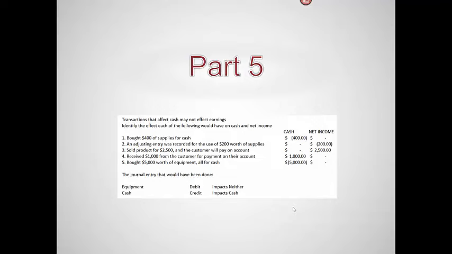For number 5, we bought $5,000 worth of equipment, all for cash. Cash and equipment are the two accounts that we would use in this journal entry. The only thing we're affecting here is cash, because otherwise neither one of these accounts would go on the income statement. And since we're using cash, we'll show it in brackets.